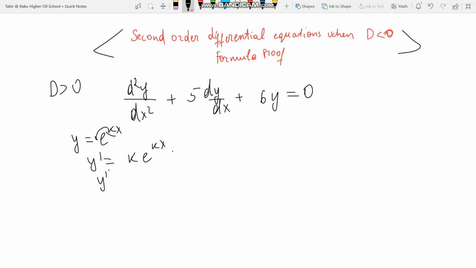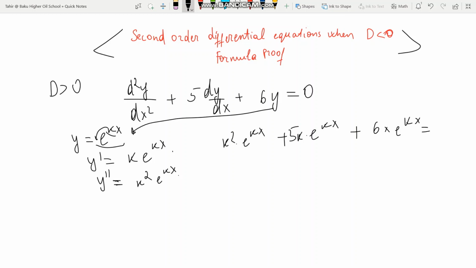And again, if we want to find the second order derivative, it will be again k squared e to the power kx. Let's put these values into our equation and try to find the solution. First of all, the second derivative which we found, k squared multiplied by e to the power kx, plus the first order derivative, 5 multiplied by k multiplied by e to the power kx, plus 6 multiplied by e to the power kx, because it's just our y value. And this will be equal to 0.